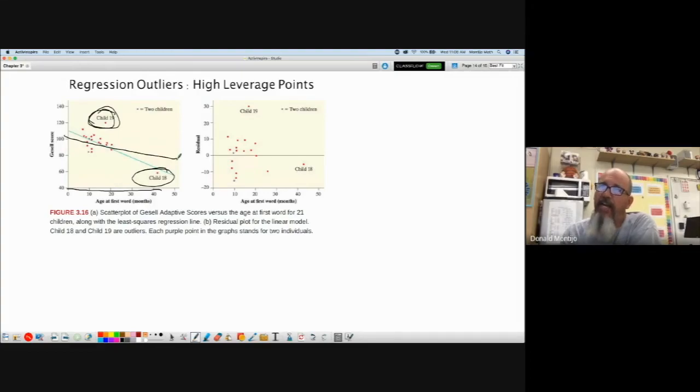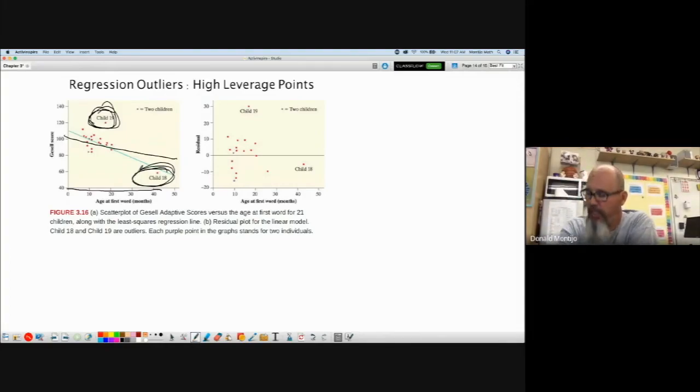So we could have a high leverage point or a regression outlier in the y direction, such as child 19, or the x direction, such as child 18. High leverage points matter because they change the equation, they change the correlation.